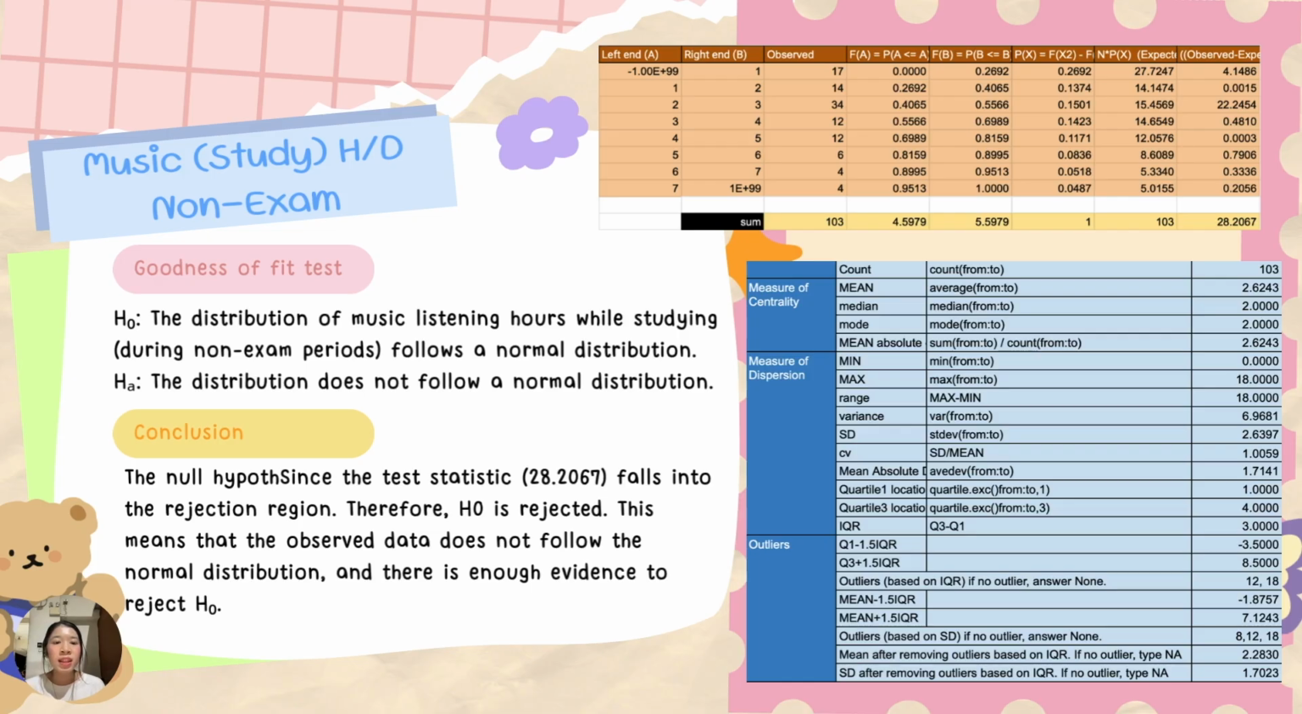This means that the data does not follow a normal distribution, indicating a skew in the music listening habits during non-exam periods. We have also included measures like mean, variance, and standard deviation to summarize the data, providing insight into how much students engage with music while studying.